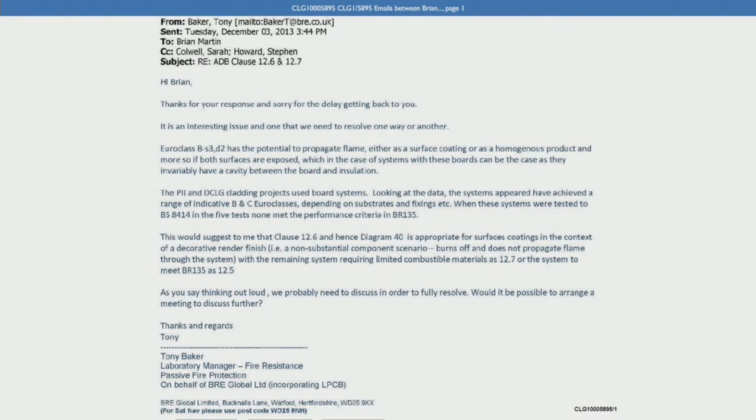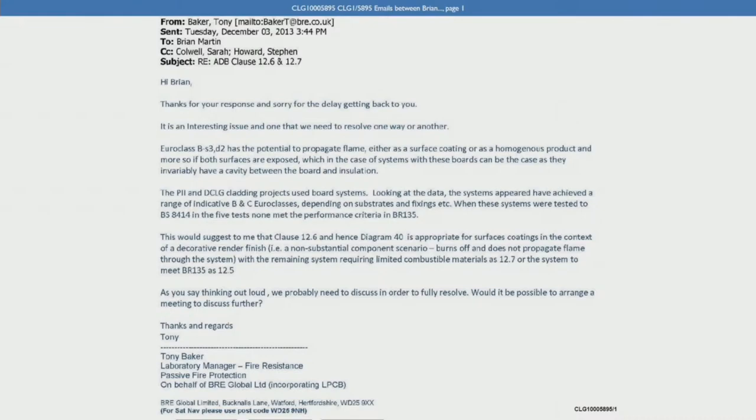And then it goes on, the PII and DCLG cladding projects used board systems. Looking at the data, the systems appear to have achieved a range of indicative B and C Euro classes, depending on substrates and fixings, etc. When these systems were tested to BS8414, in the five tests, none met the performance criteria in BR135. Now, those PII and DCLG cladding projects, that's a reference, I think, to the experimental testing programme carried out under contract CC 1924 in 2001, which we've examined. I guess he's considering a broader range of the evidence because he's referring to the PII project as well, which was obviously the 1996. 503. All right.